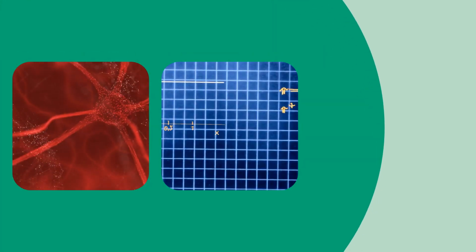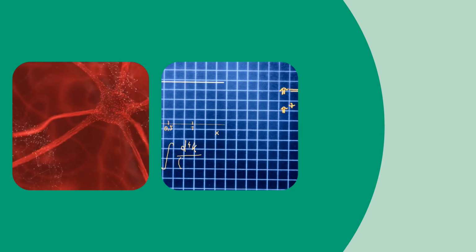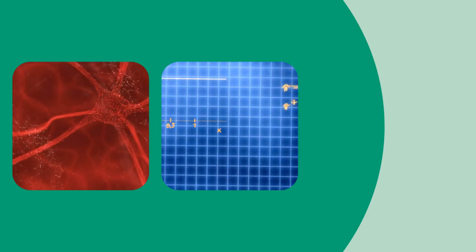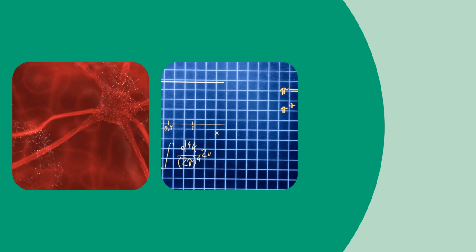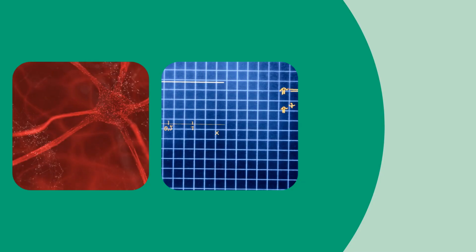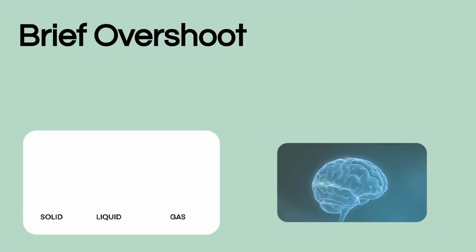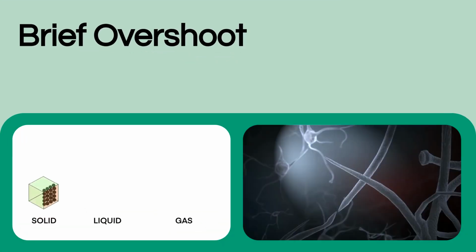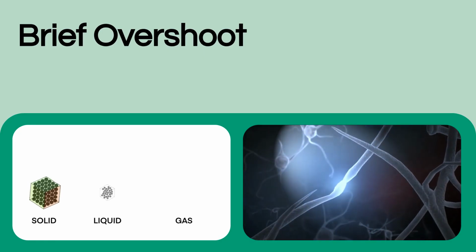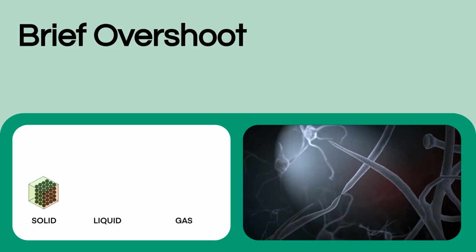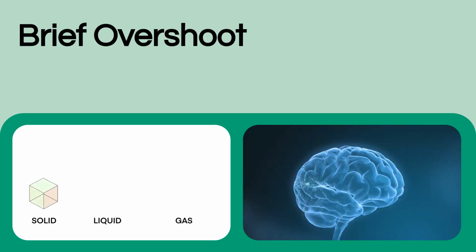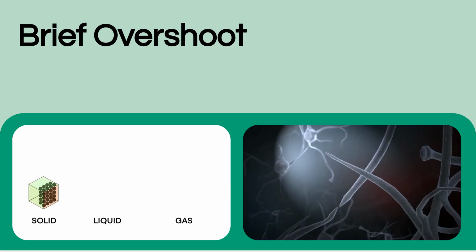Immediately after, potassium ion channels open, allowing positively charged potassium ions to flow out of the neuron. This restores the negative charge inside the neuron, a process known as repolarization. There's a brief period where the neuron becomes even more negative than its resting state, called hyperpolarization. During this refractory period, the neuron cannot fire another action potential, ensuring the signal travels in one direction.